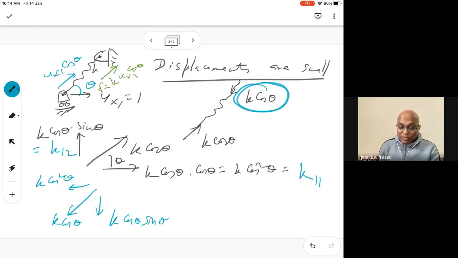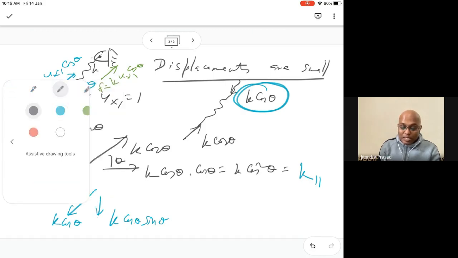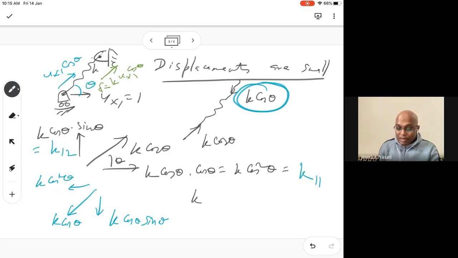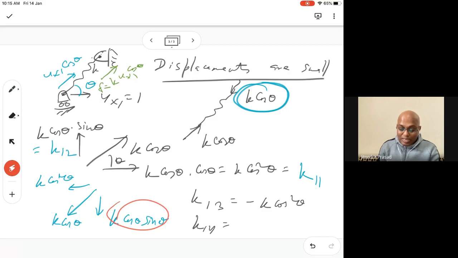So what do we get? Based on that, you can say that K13 is this one, but in the negative direction, so you have to write minus: K13 equal to minus K cos square theta. K14 will be equal to minus K cos theta sine theta.